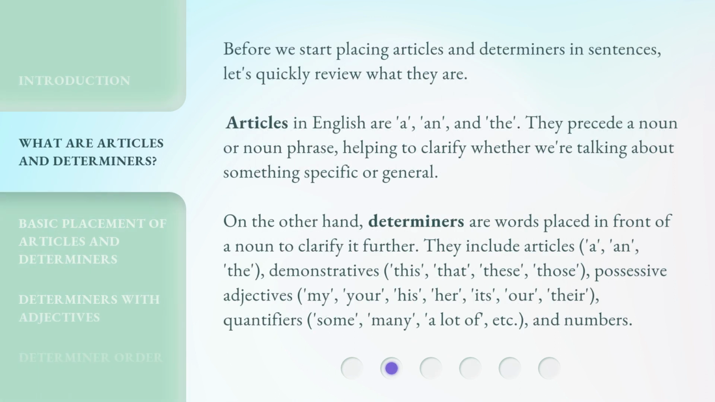Before we start placing articles and determiners in sentences, let's quickly review what they are. Articles in English are a, an, and the. They precede a noun or noun phrase, helping to clarify whether we're talking about something specific or general. On the other hand, determiners are words placed in front of a noun to clarify it further.